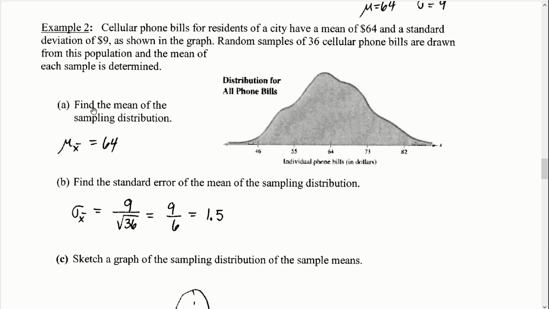The first thing they want to do is find the mean of the sampling distribution. So we're looking for mu sub x bar. Remember, mu sub x bar is always the same thing as mu. If mu is 64, then mu sub x bar will also be 64.